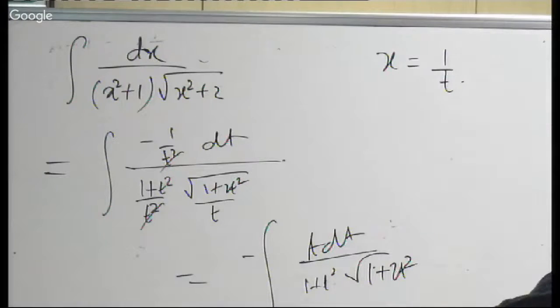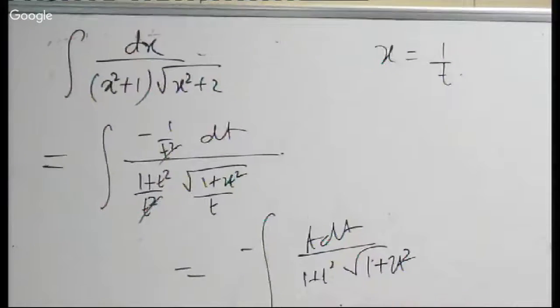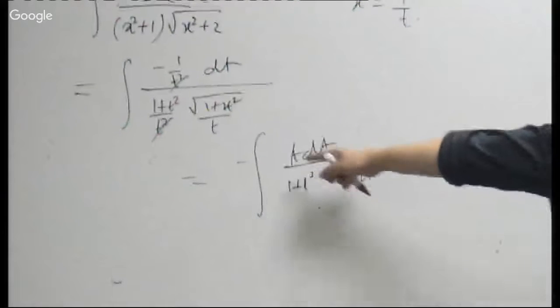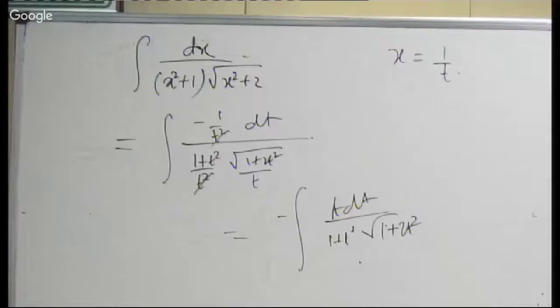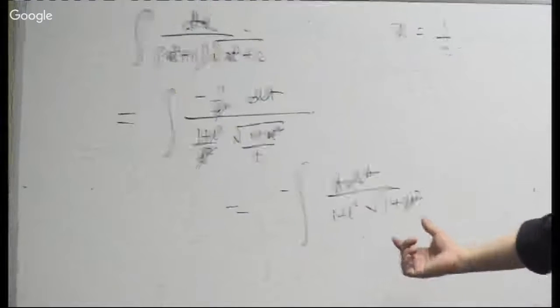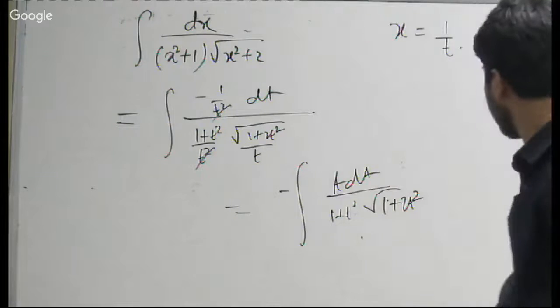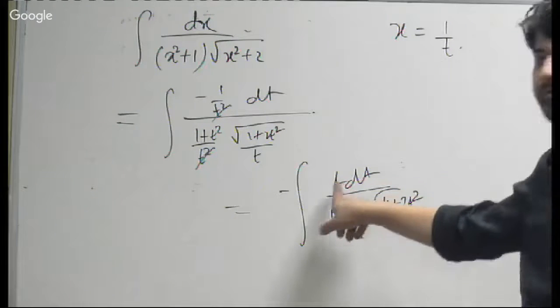I can handle this. I can put 1 plus 2t square as my x. That will turn out to be x dx, so that will cancel out t dt. Clear? Or not clear? I can handle this now. Good. Yes, we can handle it because we got t dt.